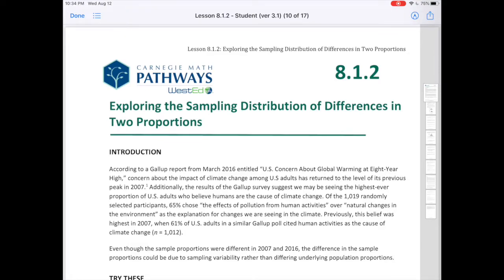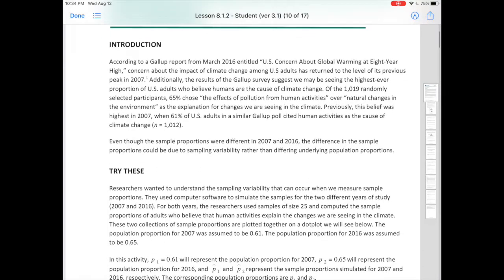Lesson 8.1.2, Exploring the Sampling Distribution of Differences in Two Proportions. Introduction. According to a Gallup report from March 2016 entitled U.S. Concern About Global Warming at 8-Year High, concern about the impact of climate change among U.S. adults has returned to the level of its previous peak in 2007.